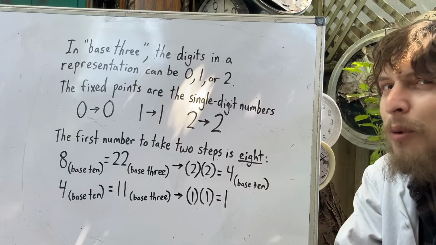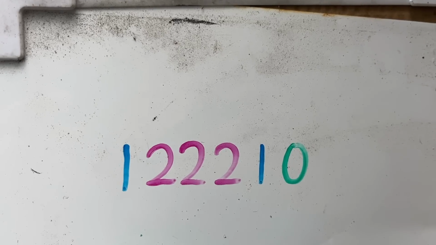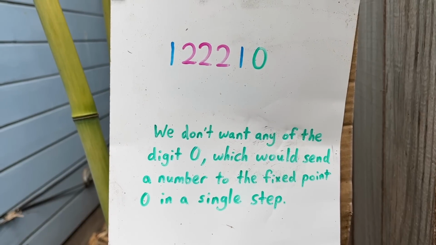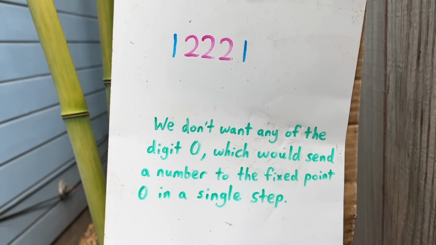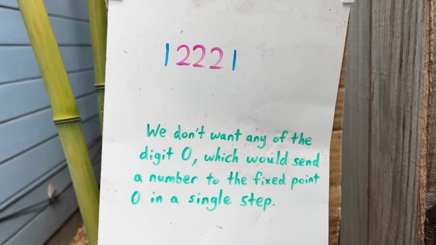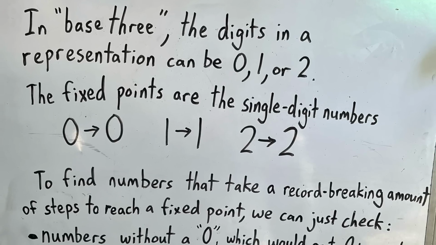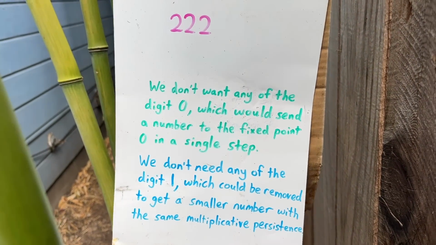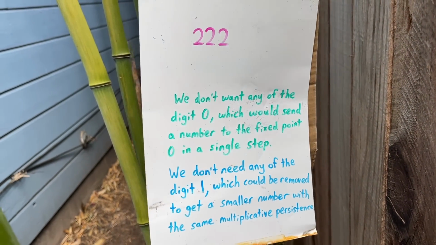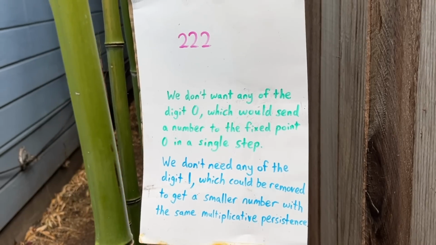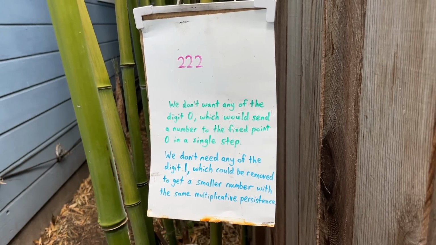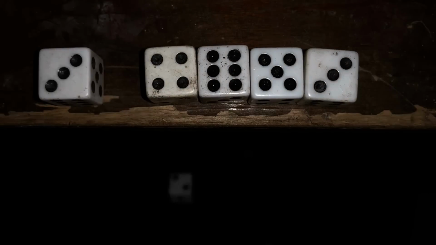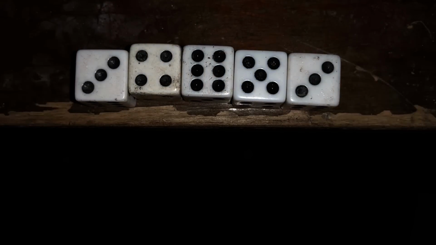But what about more than 2 steps? Well, if we're just looking for numbers that have a record-breaking level of multiplicative persistence here, we don't want to check any numbers that contain the digit 0 anywhere in their representation, because those would get sent to the fixed point 0 after a single step. And we also don't need to check any numbers that contain the digit 1 anywhere in their representation, because times 1 won't change a digit product.